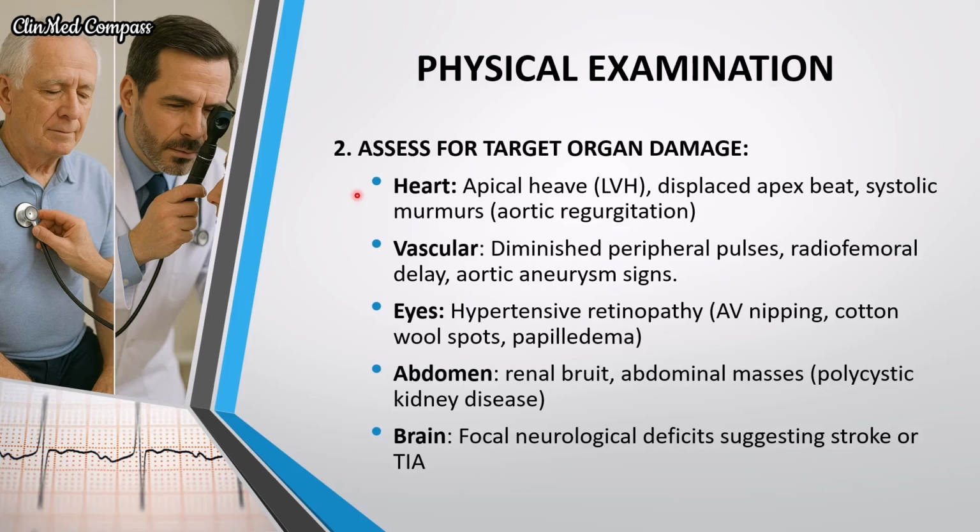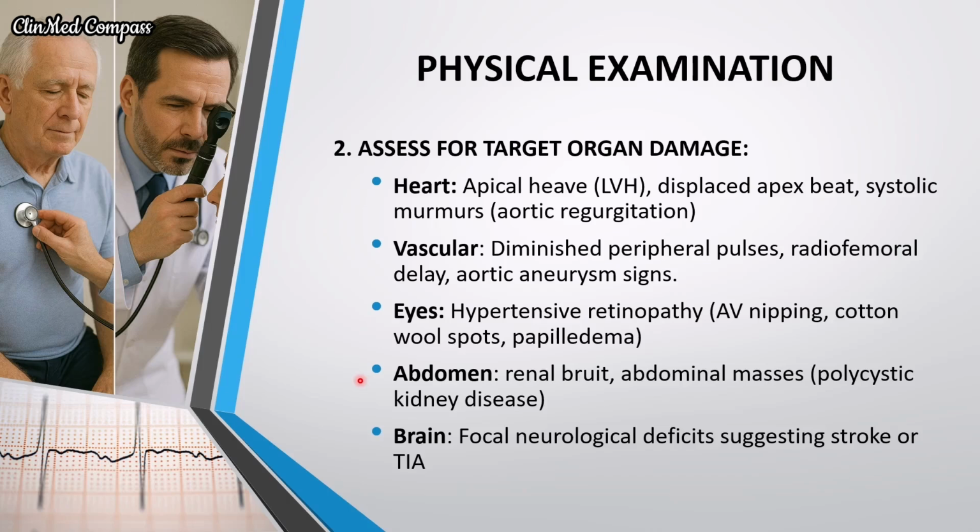The vascular system. Check for diminished peripheral pulses or radiofemoral delay. Palpate for aortic aneurysms. The eyes. Perform fundoscopy to detect arteriovenous nipping, cotton wool spots, or papilledema. In the abdomen, feel for renal enlargement or masses. Listen for renal bruit.